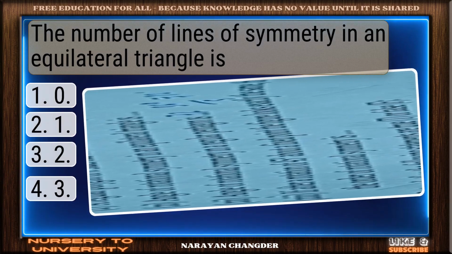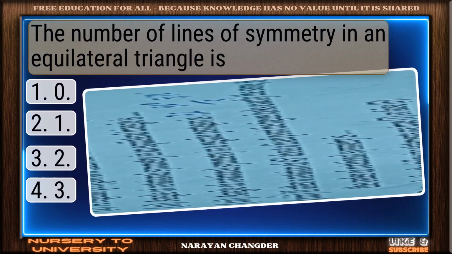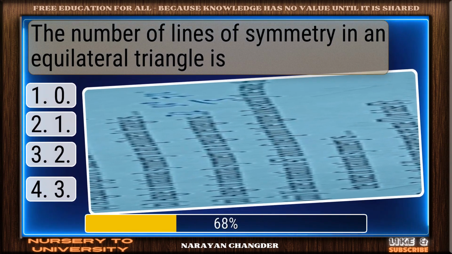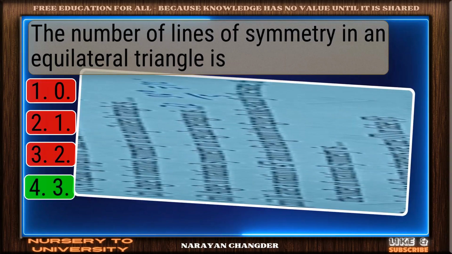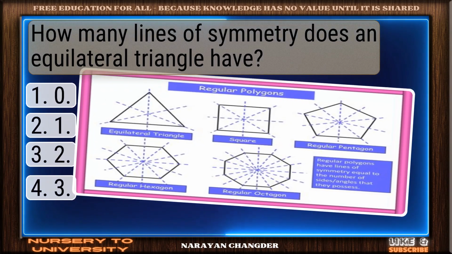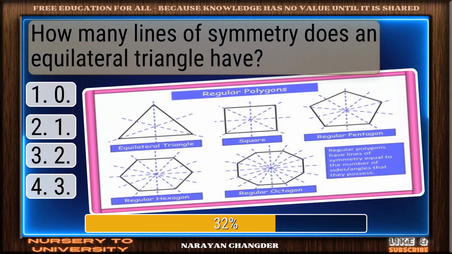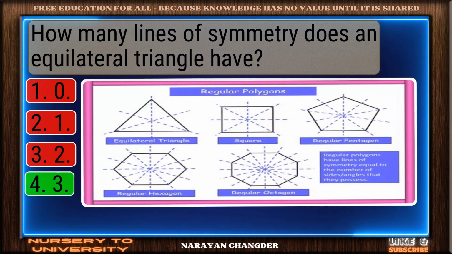The number of lines of symmetry in an equilateral triangle is. Perfect. 3 is the correct choice. How many lines of symmetry does an equilateral triangle have? You got it. Your choice 3 is right.